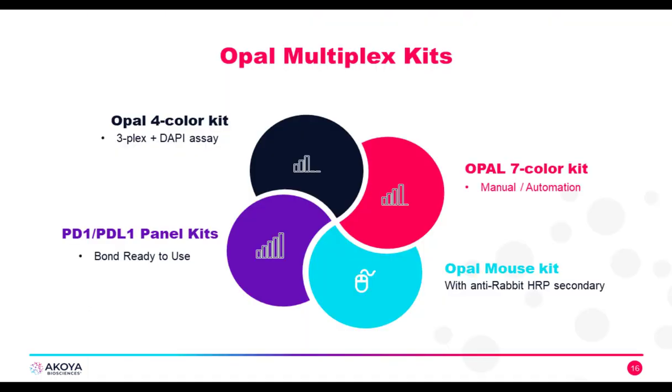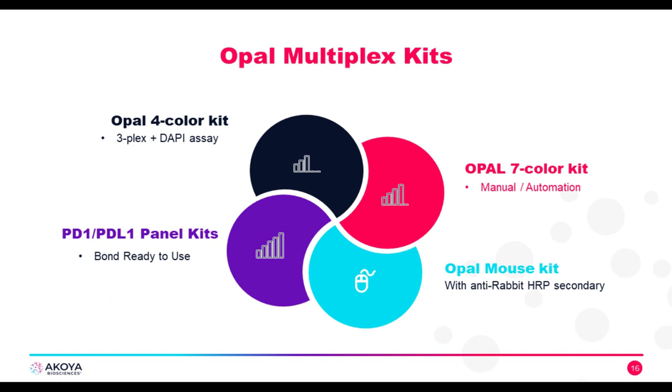Now let's talk about OPAL kits. OPAL kits contain all of the reagents that you need for detection and come in multiple kit formats. We have a 4-color kit and a 7-color kit. Both of these are available for manual or automated staining. We've also recently released a PD1 PDL panel kit for both lung and melanoma. These kits have been optimized by Akoya and are ready to use on the Bond system. We've done the work for you, so you don't have to.